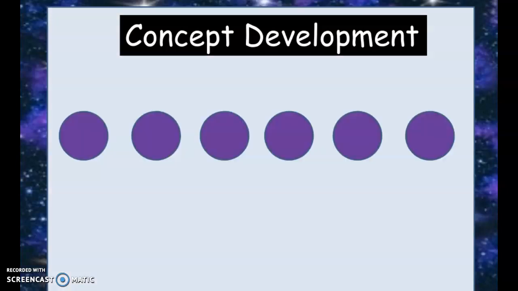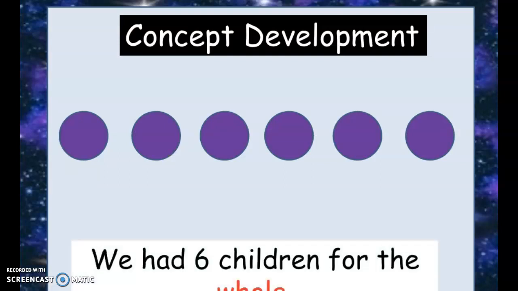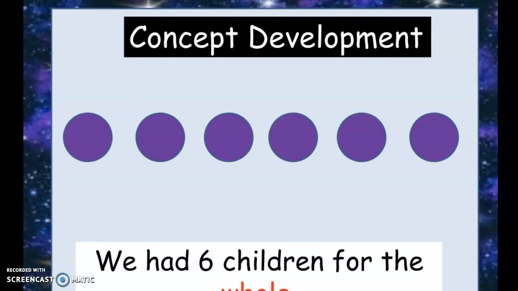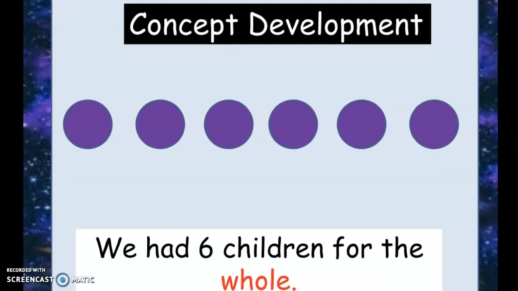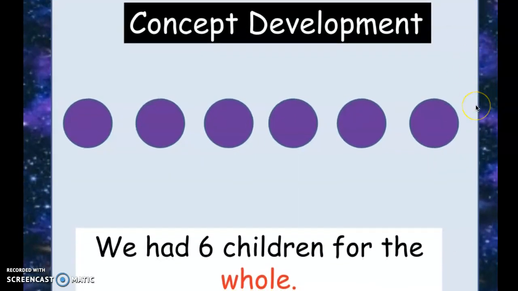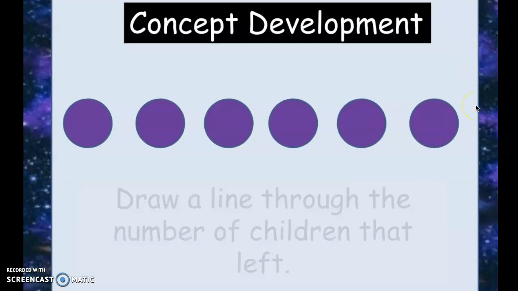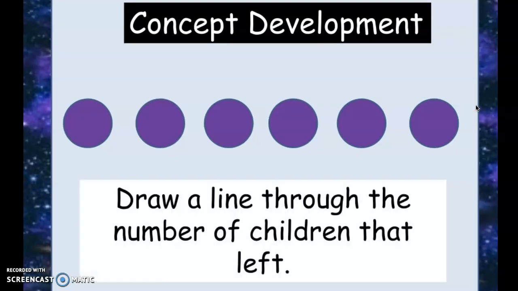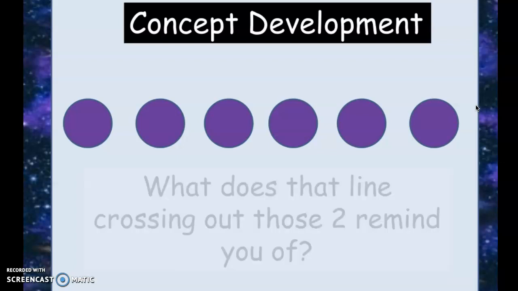So one strategy you can use for subtraction is to draw dots. We know that 6 children were the whole number, meaning that was the total that we started with. When you work with subtraction, you always start with the biggest number first. So we've got 6 children, and we're going to draw a line through the number of children that left, and that we know was 2 children leaving.